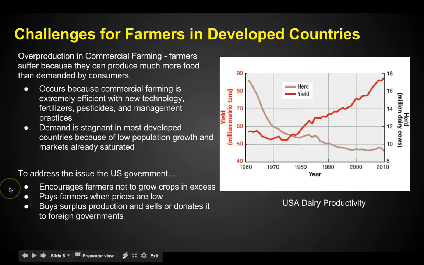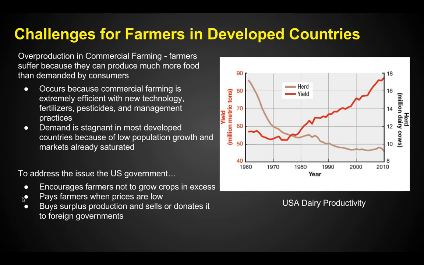To address this in the United States, they encourage farmers not to grow crops in excess. Meaning, if you think you can make a whole bunch of money by growing tons of corn, don't. Because everybody's going to be growing corn, so just grow enough. The U.S. government also pays farmers when prices are low. Because we've got to still have farmers, so when prices are low, the United States government will give money back to the farmers. The U.S. government also buys surplus production and sells or donates it to foreign governments.